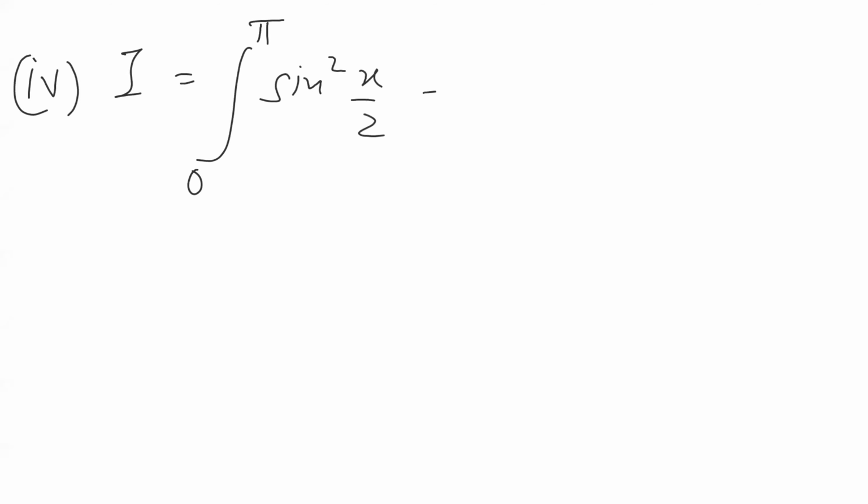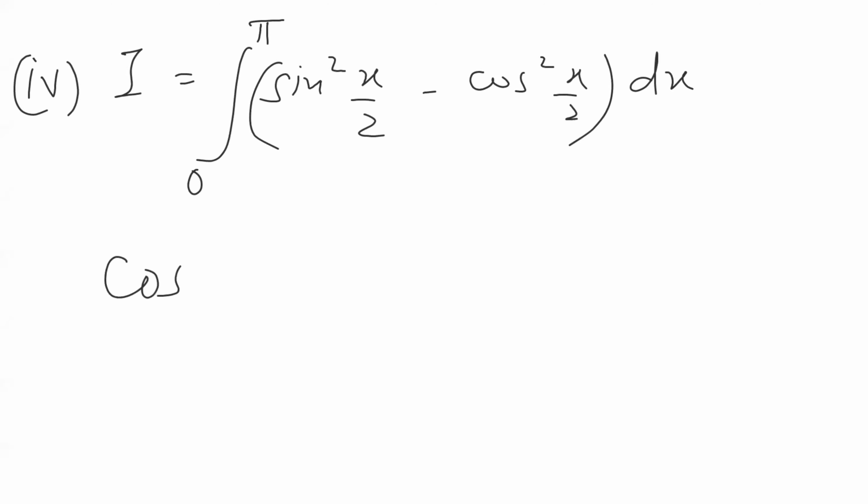Question number 4, integration 0 to pi of sine square x by 2 minus cos square x by 2 dx. Now going to your exams without the half angle formula, it will be a blunder, right? So see this, the cos 2x formula we know. Cos 2x is cos square x minus sine square x. Half angle or let's say double angle formula.